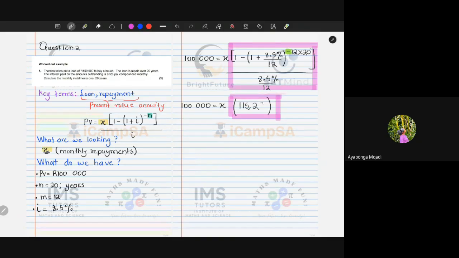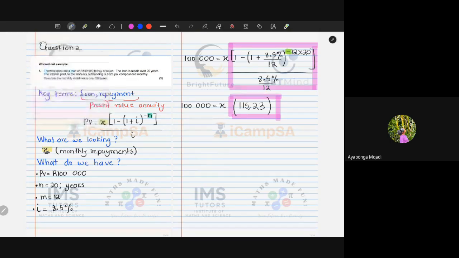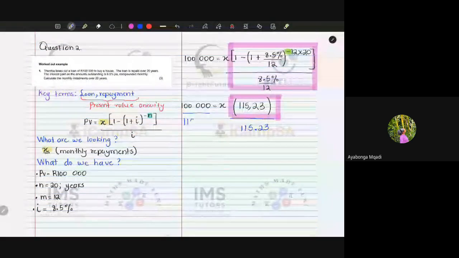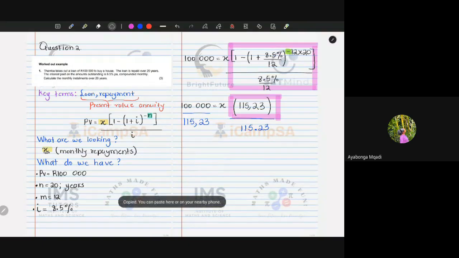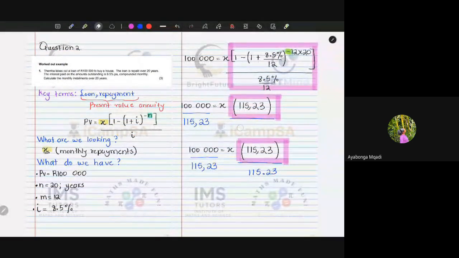So what we know is that we are not looking for x times something, but we are looking for x by itself. This means I need to divide by 115.23, and what we do on the left, we also do on the right, okay? So that is what we have. Let me copy this and put it here, so you guys can give me what the X is. What is the X?